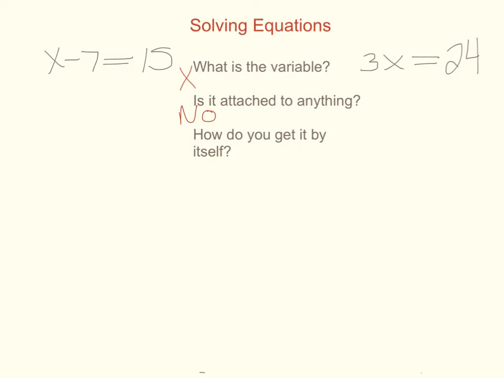Well, what you need to notice is that this says x minus 7 equals 15. So I want to take this minus 7 and bring it to the other side. When you move things from one side of the equal sign to the other side of the equal sign, you use the inverse operation. So the inverse of minus 7 is going to be plus 7.